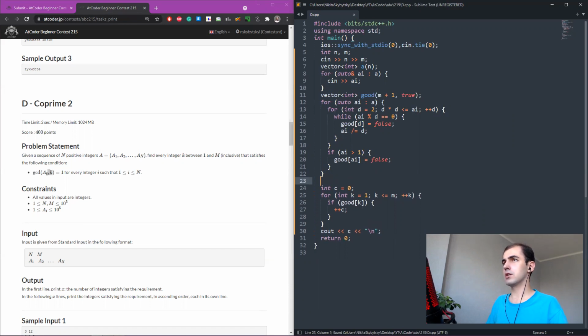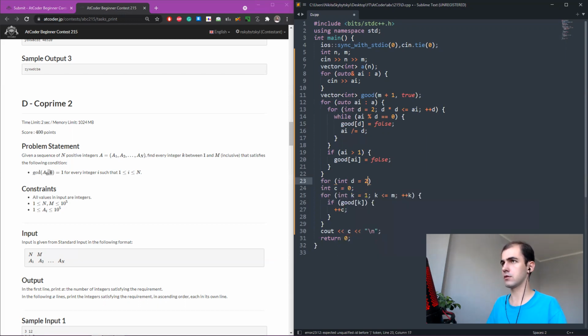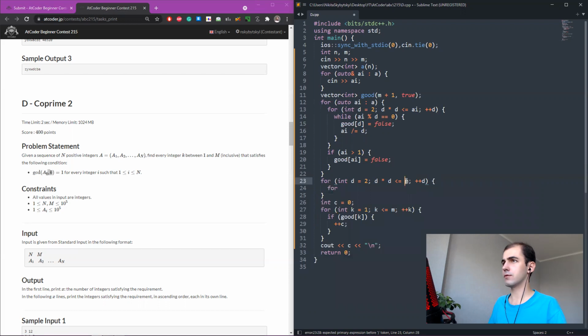What happens here is that we want our usual sieve loops to propagate information from primes to everything else. So the way it works is we go from d equal to 2, d times d is at most m, increment d. Oh, that's a bit unfortunate that m is called m. Let's say max. Nope, not like that, but like that.